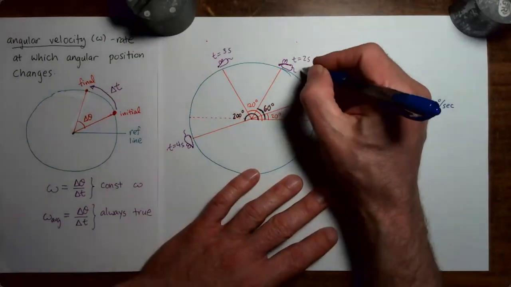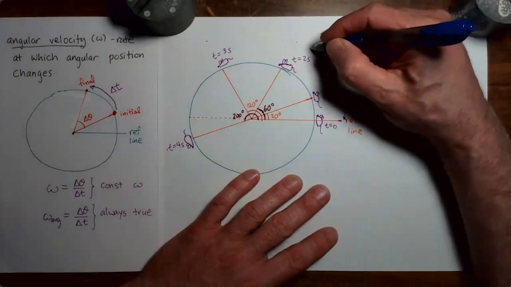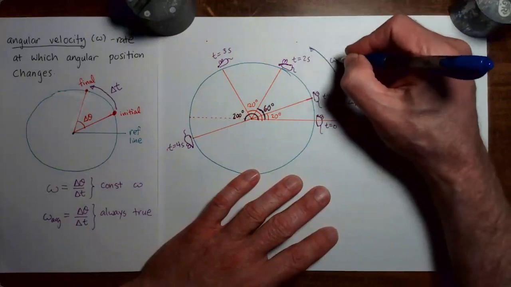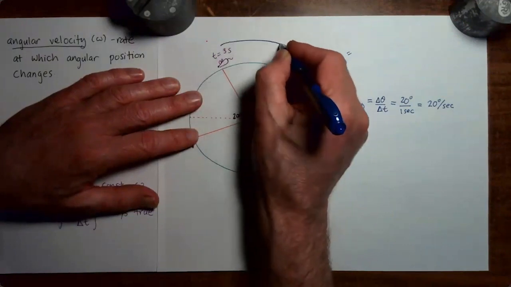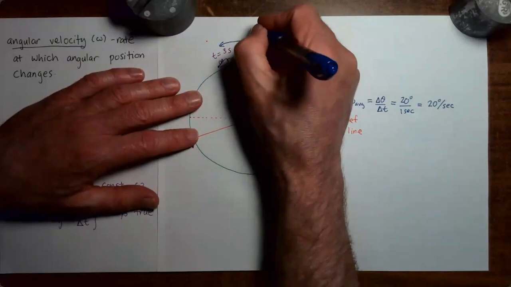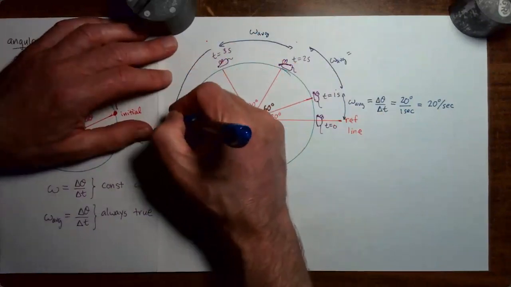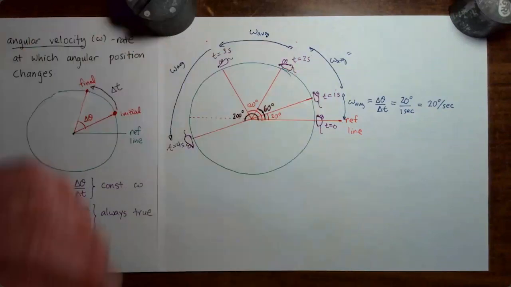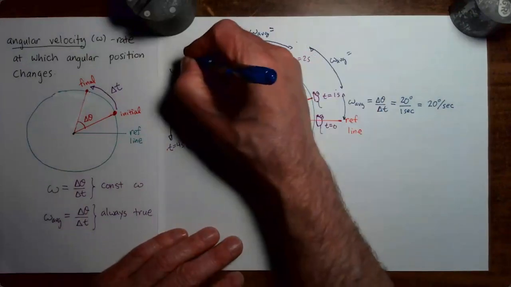Here I'd like you to try something on your own. I'd like you to pause the video, and as the video is paused, work out the average angular velocity of the mouse during the time interval from 1 second to 2 seconds. Work out the average angular velocity of the mouse during the time interval from 2 seconds to 3 seconds, and work out the average angular velocity of the mouse during the time interval from 3 seconds to 4 seconds. So give that a shot and then rejoin the video.